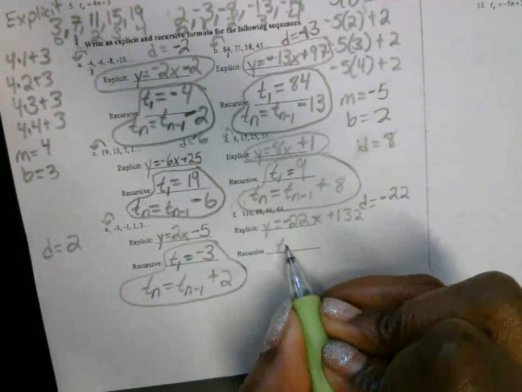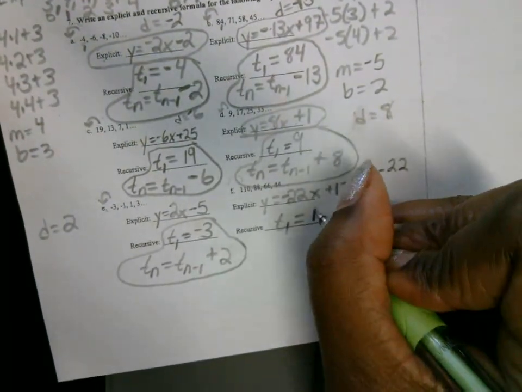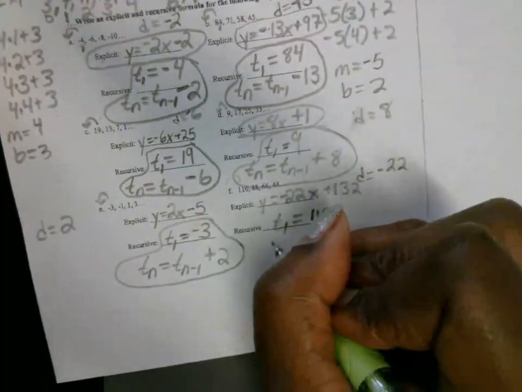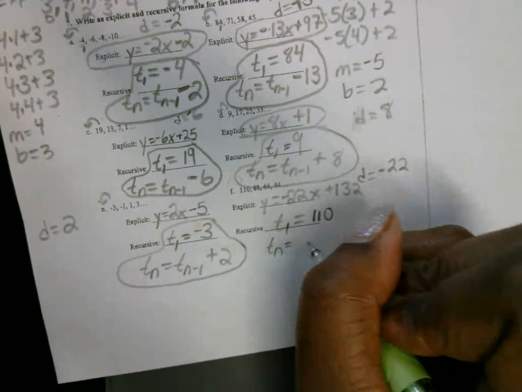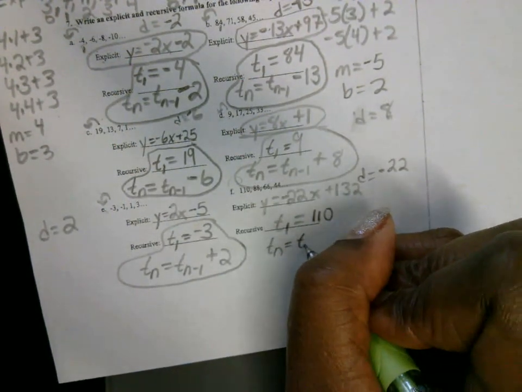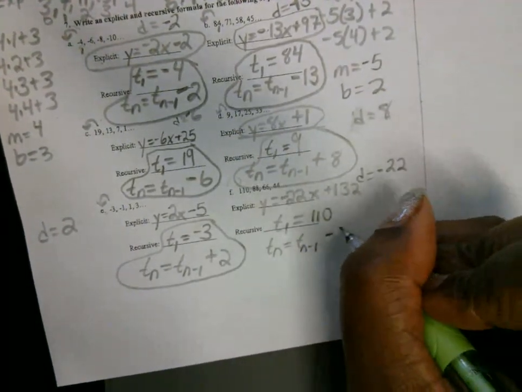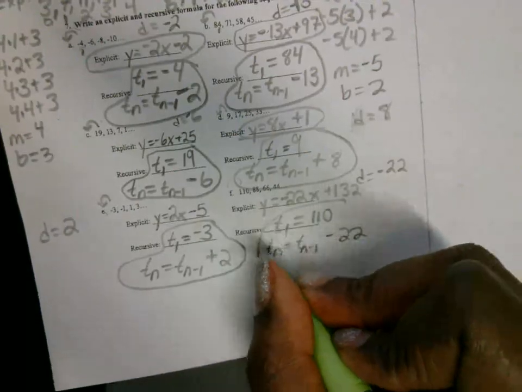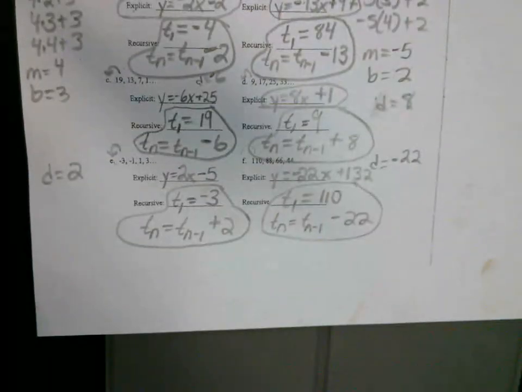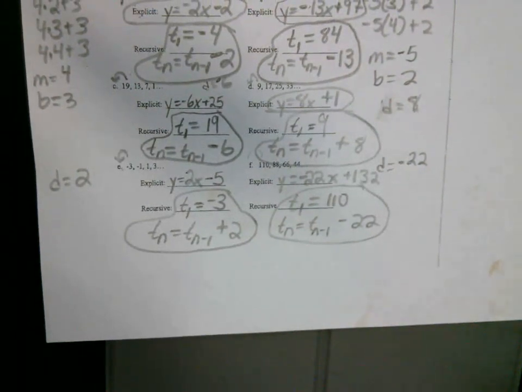We got T sub 1 is what? What's T sub 1 equal to? 110. Then we got T sub N is equal to T N minus 1 minus 22. Got it? All right, good. What? Go ahead. You forgot the minus. All right.